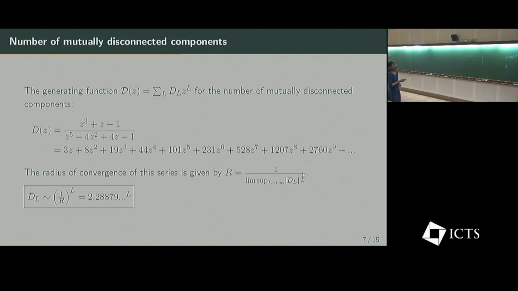We can also find the asymptotic growth rate of the number of mutually disconnected components by looking at the radius of convergence. So D_L is the number of disconnected components in a system of size L, and we can compute D_L for a large system using this radius of convergence.